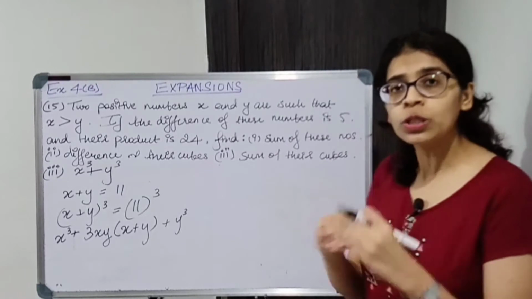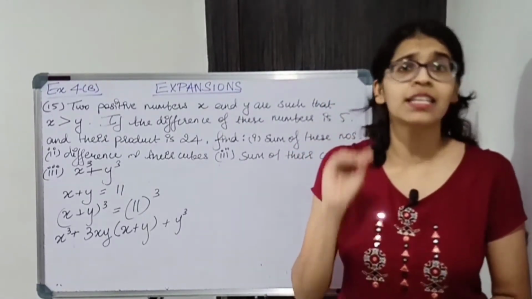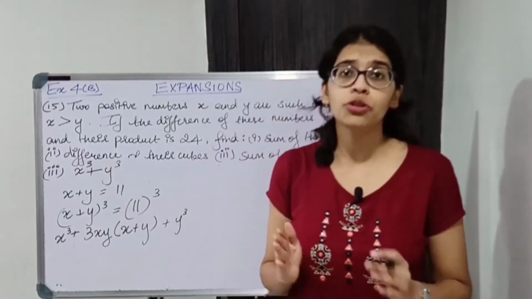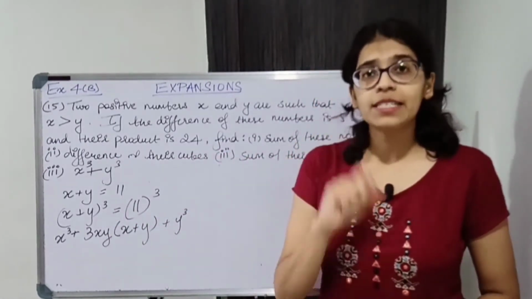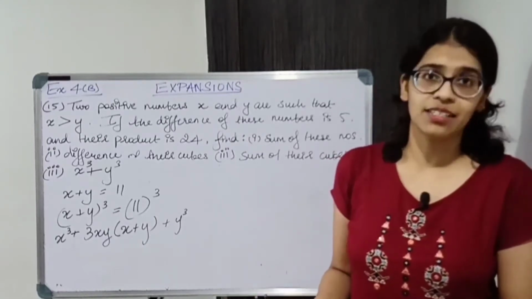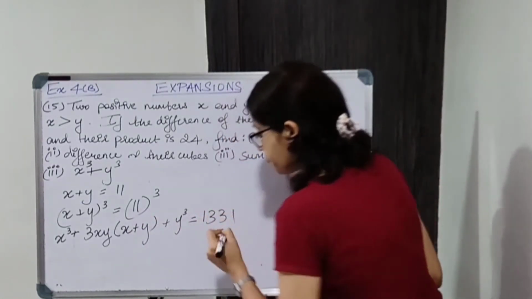Okay, you should know the identities. These are basic identities that I've told you to memorize. Please refer to the video on expansion of cubes if you don't know these identities. Students, please learn these identities. I've given you an easy way of learning them. Now 11 cubed is 1331.